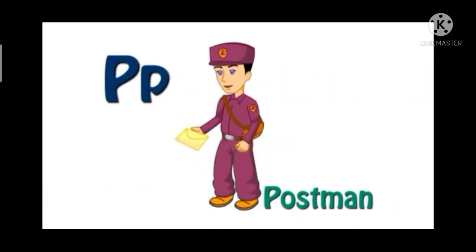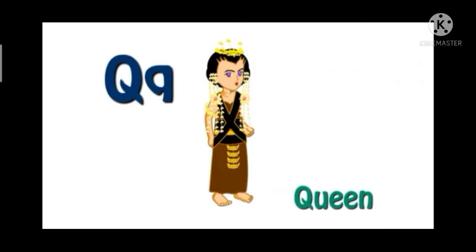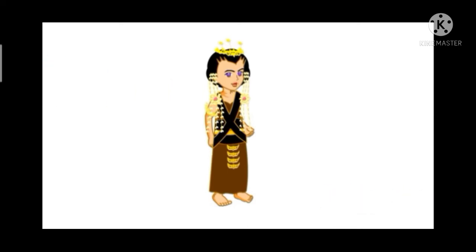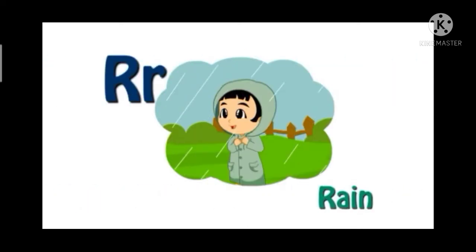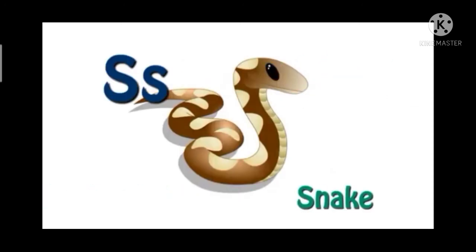P for postman, P-O-S-T-M-A-N, postman. Q for queen, Q-U-E-E-N, queen. R for rain, R-A-I-N, rain. S for snake, S-N-A-K-E, snake.